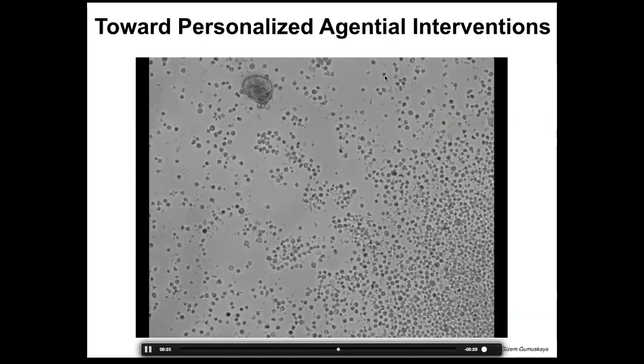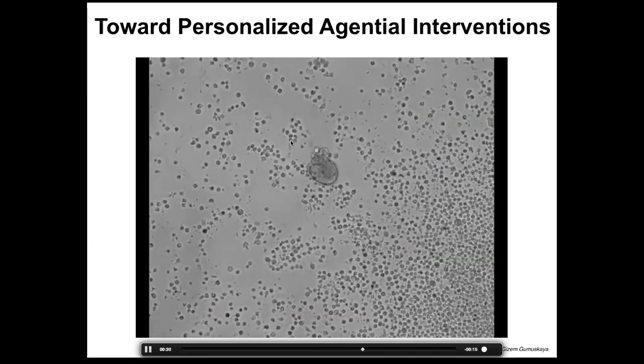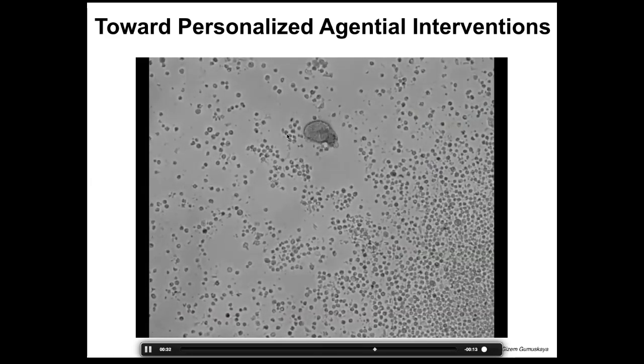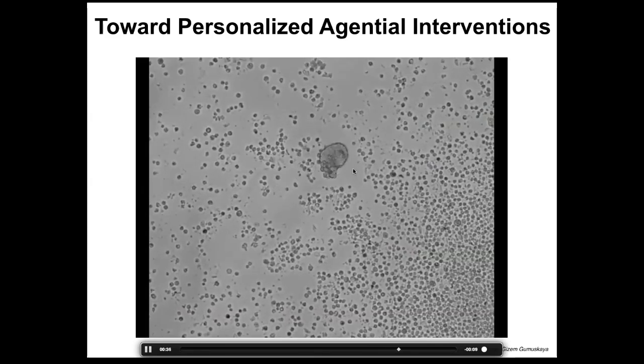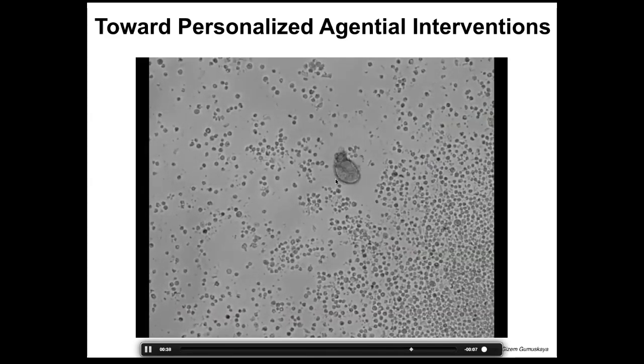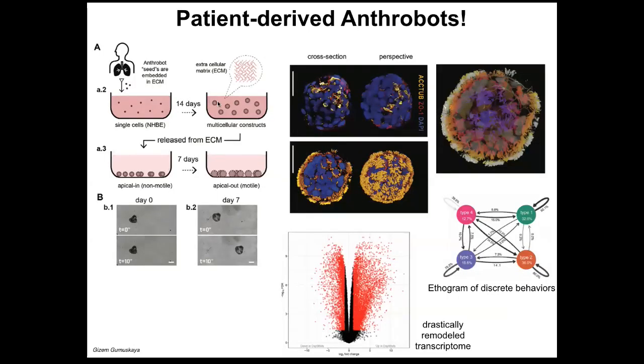Okay, so these are constructs that we make from cells that derive from adult human patient tracheal epithelia. We call them Anthrobots, and what they do is they self-assemble into this amazing little self-motile proto-organism. There's a particular protocol that we use. This is what they look like.